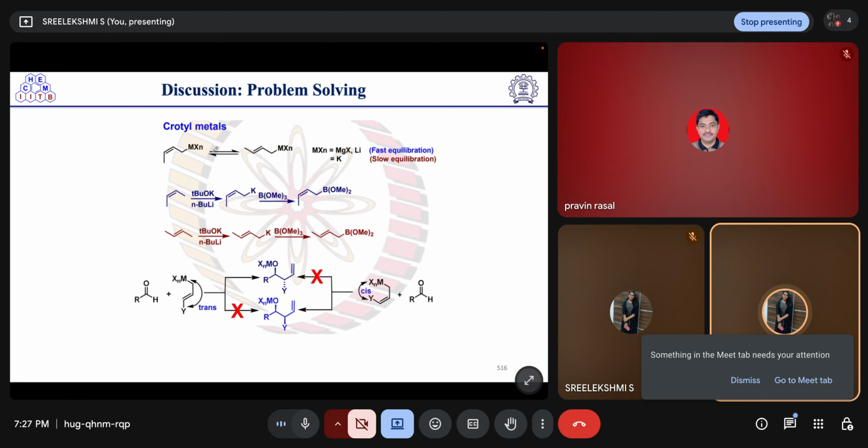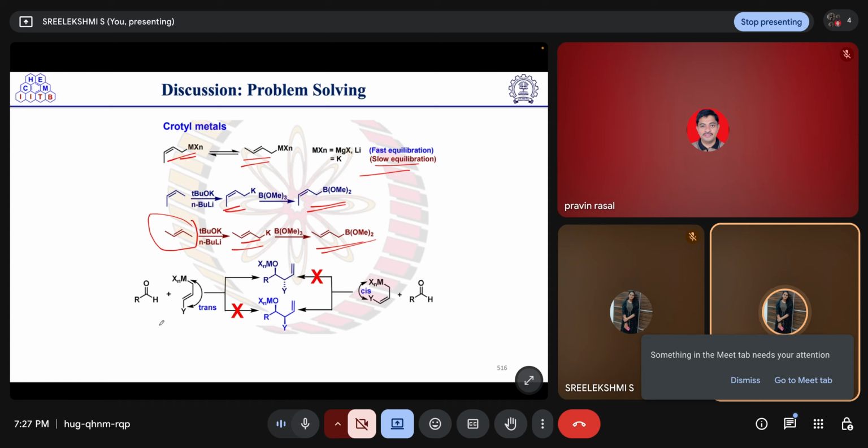If we see this particular example, this can exist in both forms, where the metal can be magnesium, lithium, or potassium. If it is magnesium or lithium, the equilibration will be quite fast, and if it is potassium, it will be quite slow. Firstly potassium tertiary butoxide and n-butyl lithium will form this compound, and then treating it with trimethoxyborane will replace the potassium with boron, and we will get this compound. Again, if we treat this one, we will get this compound, then treatment with boron will give this one.